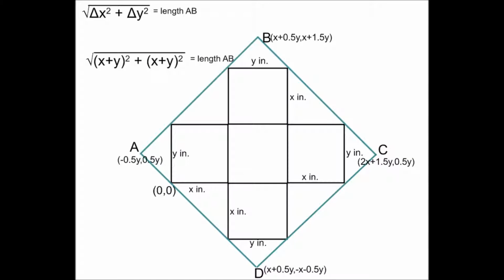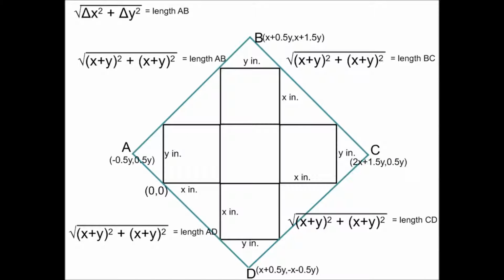To find the lengths, I just use the distance formula, which is change in x squared plus change in y squared. And for AB in specific, I see that from negative half y to x plus 1/2 y, the change in x is a full x and a full y, or x plus y. And to go from half a y to x plus 1.5 y, the change in y is also x plus y. So the length of AB is the square root of x plus y squared plus x plus y squared. I can't simplify that any further, so I'm just going to leave that as it is.